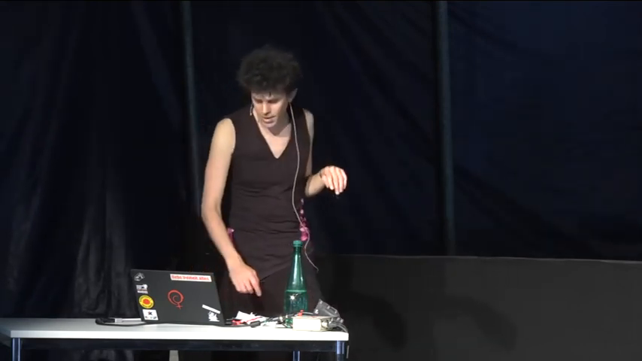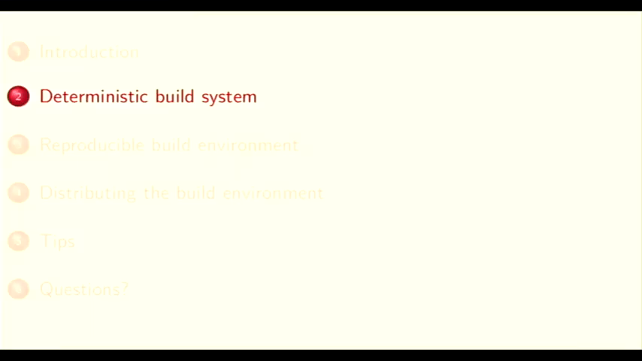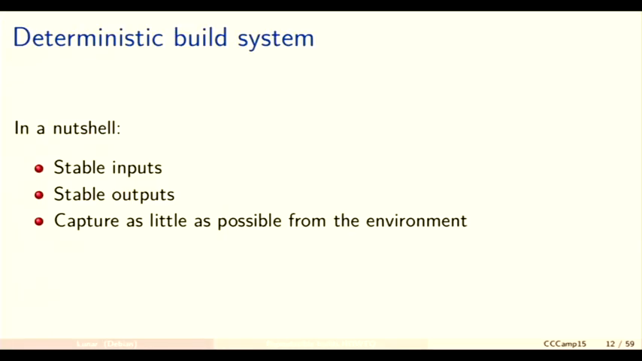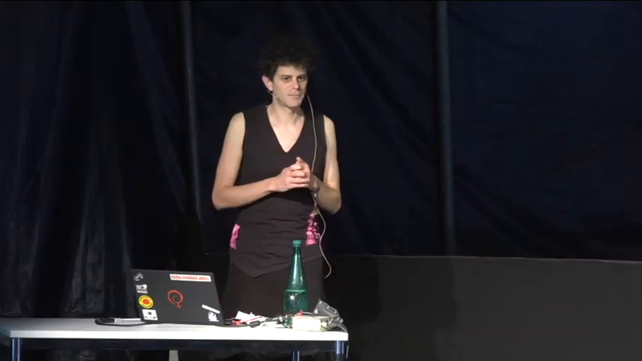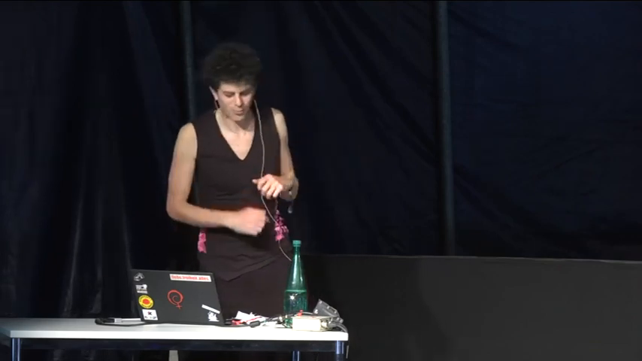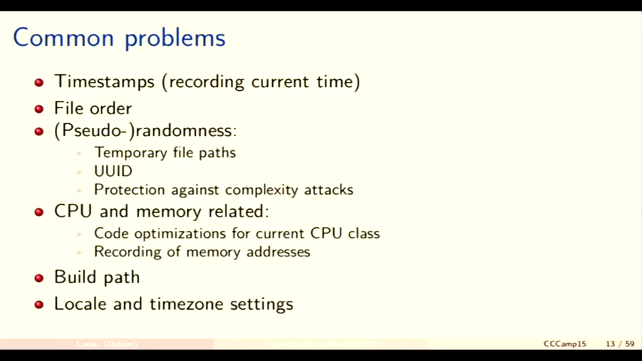So let's get started. How do we get a build system to always build the same thing? In a nutshell, you want stable inputs, always the same source. You want stable outputs, always the same results for the same source. And you want the build to capture as little as possible from the environment. If it sounds like common sense, well, we discovered that actually it's not that great in the real world.